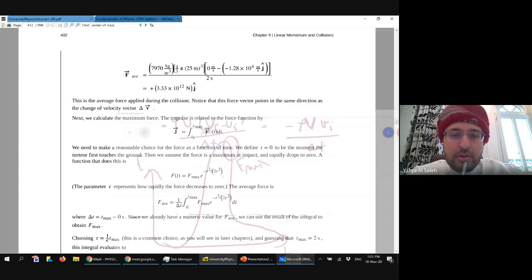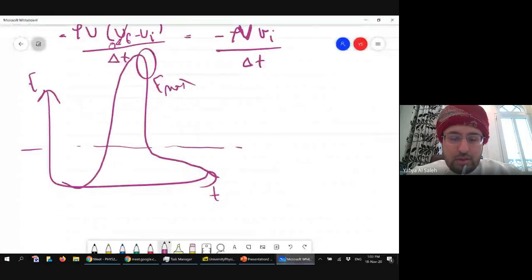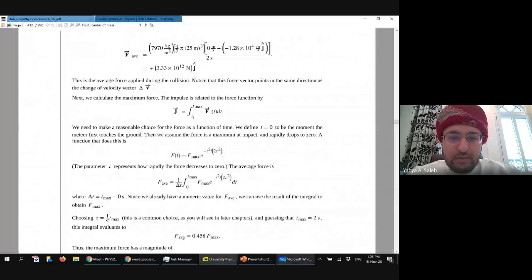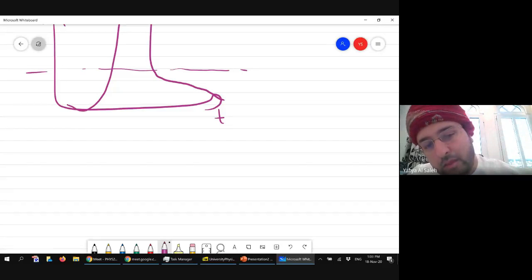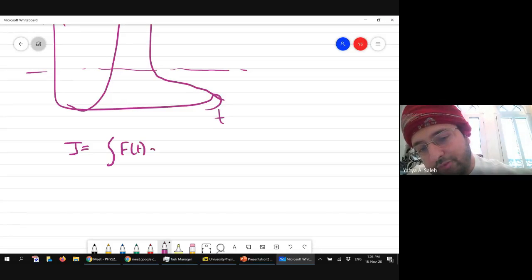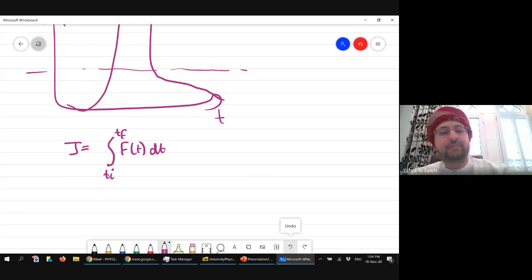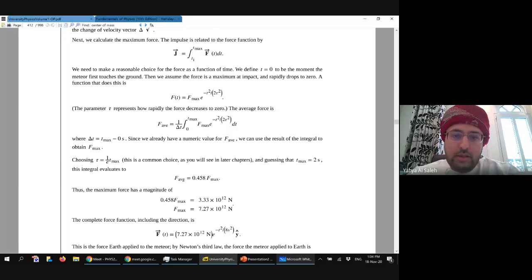The only way to calculate F max is by recognizing that J equals the integral of F of t dt from t initial to t final, and do the integral. There is no other way.